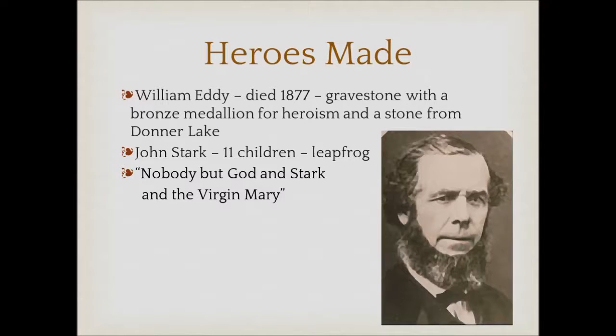And of course, it's not all going to be about the one bad guy. There's heroes made in this story too. William Eddy, definitely. He died in 1877 as the guy who put together the Forlorn Hope. He lived, he got them help, he came back 4 times, or he didn't come by himself, but he's the one that got people to come 4 times. So when he died, of course, they made a gravestone with a bronze medallion for heroism embedded in it, and a stone from Donner Lake, and it's a tourist attraction today.